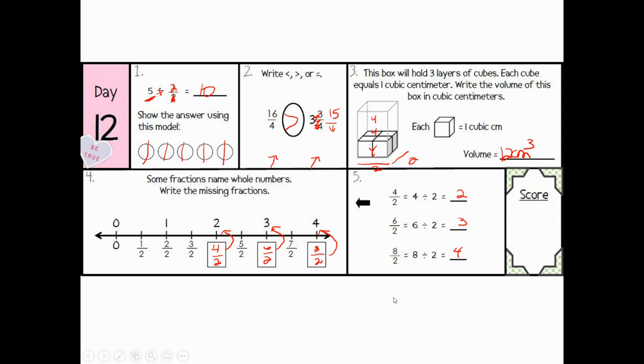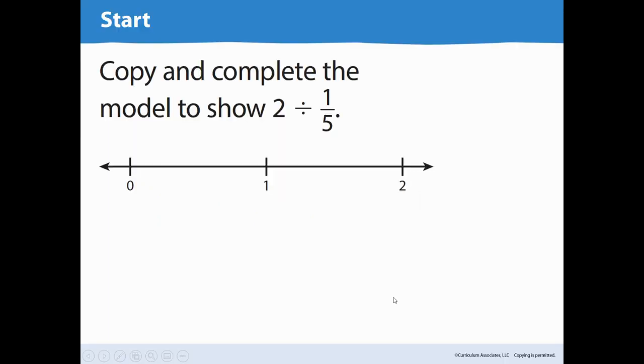So let's go ahead. On your whiteboard, I want you to try to complete this model. Now, what they've done is they have broken this down into 2 wholes. What you have to do is take 2 divided by 1/5. So we need to essentially break each one down into 5s. Okay, so go ahead and break each one down into 5s. Go ahead and draw that on your whiteboards, pause the video and resume it when done, and we'll check it together.